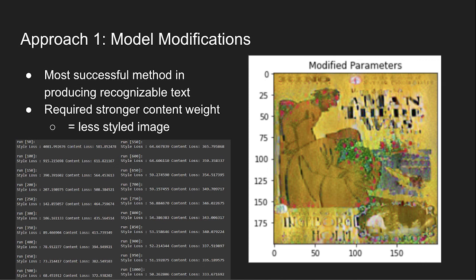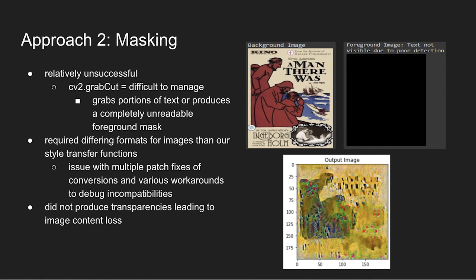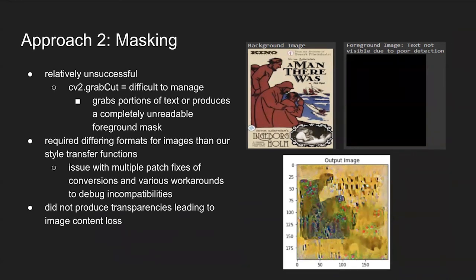It required a larger content weight, which produced a less styled image, but still maintained a lot of features of the original image. In our next approach, we attempted masking, which was relatively unsuccessful due to some issues with GrabCut, which led to issues with text identification and ultimately led to an unreadable foreground mask. This required different formats than our images that we utilize for our style transfer functions and ultimately led to unsatisfactory outputs with a lot of incompatibilities and patch fixes required. And the lack of transparencies led to masks for foreground that were unusable for merging.